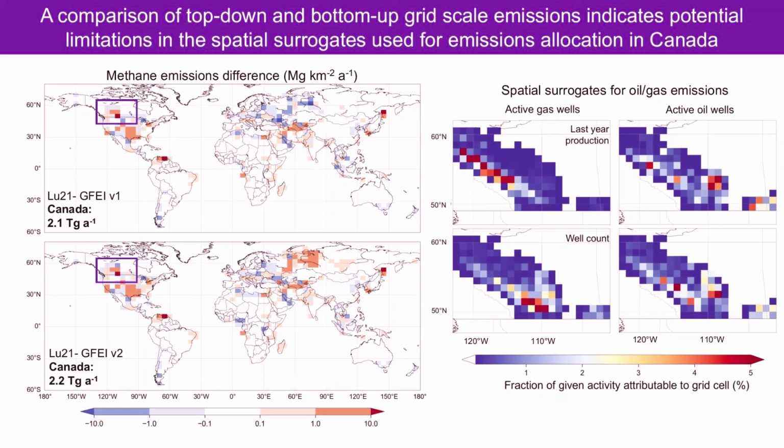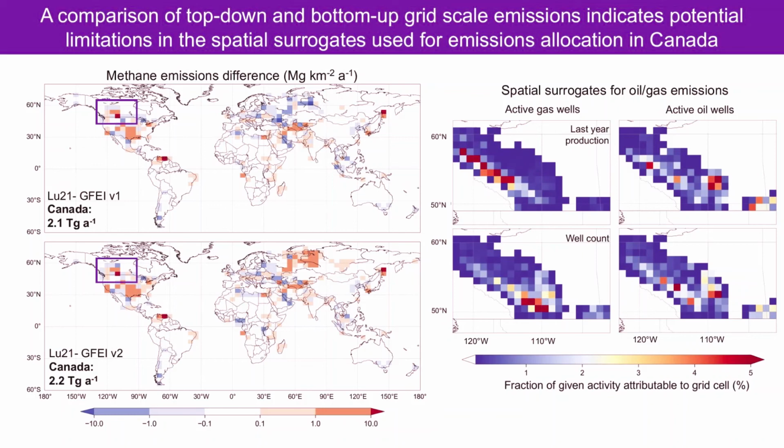And so on the right here, I'm showing on the top row what that looks like in terms of peak activity. The peak activity is shown in red. And we see that for gas production, we have peak activity in central, western Alberta. And then for oil, it's scattered slightly at the border of Alberta and Saskatchewan. And so that's what we're using to distribute emissions.